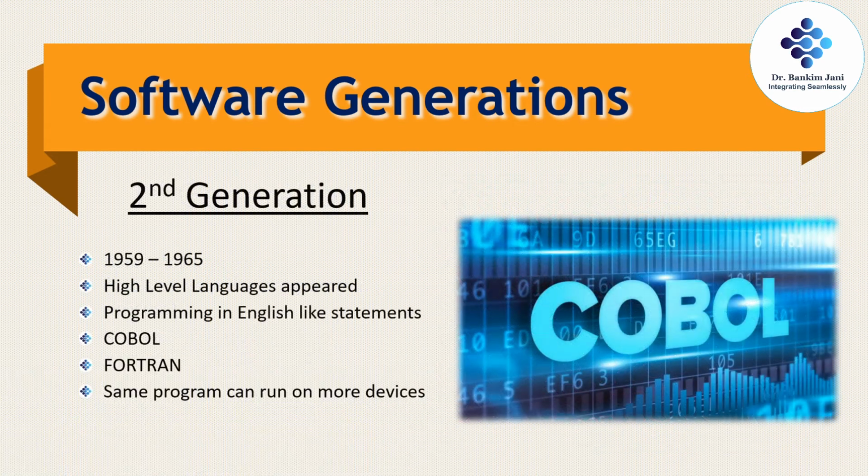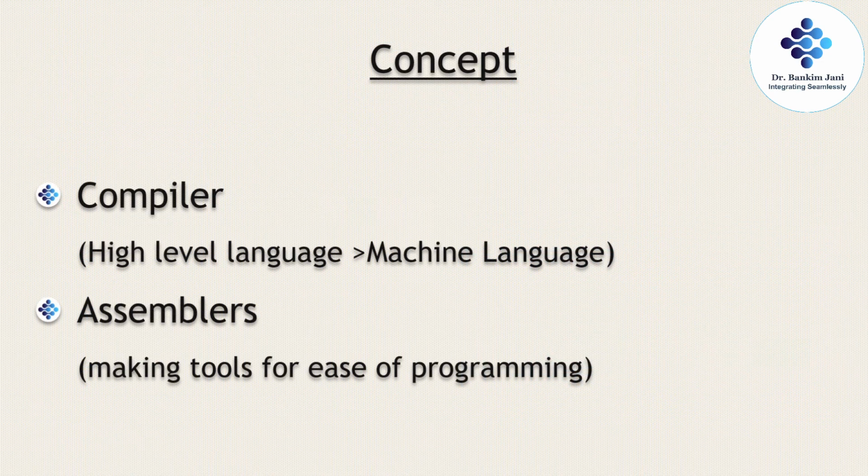Second generation software, 1959 to 1965. High-level languages appeared. They allowed the programmers to write instructions using English-like statements. COBOL, Common Business-Oriented Language, and Fortran, Formula Translation, are some of the examples. The introduction of high-level language allowed running the same program on more than one computer. A program written in a high-level language has to be translated into machine instructions to be executed. Such a translation is called a compiler.